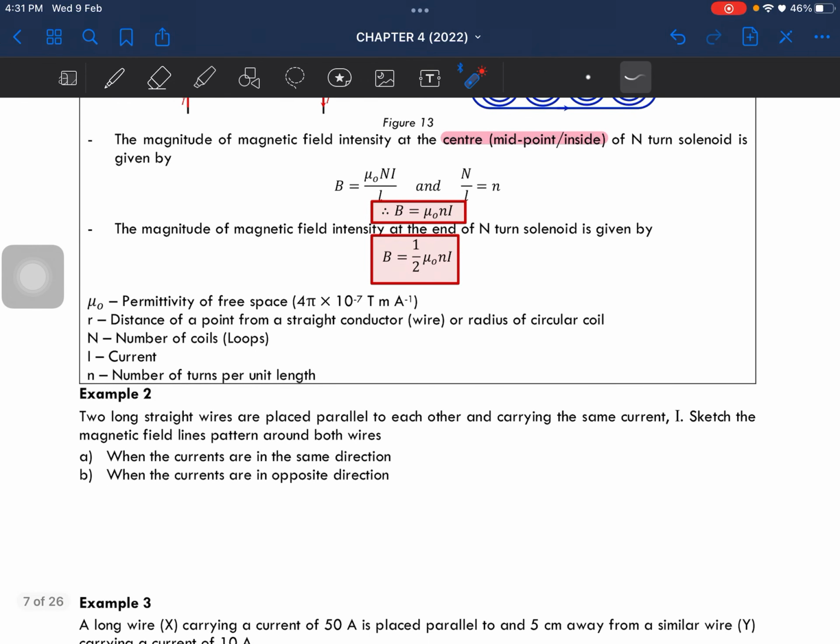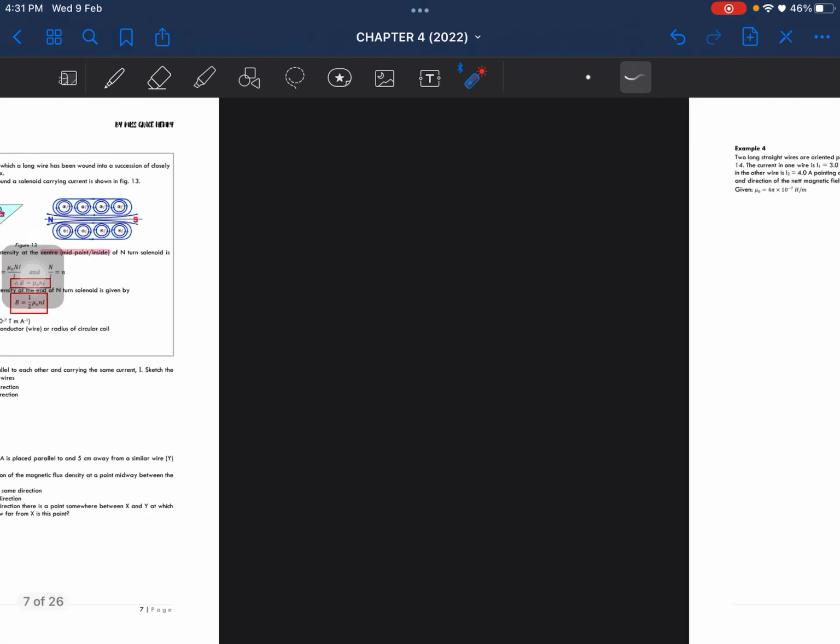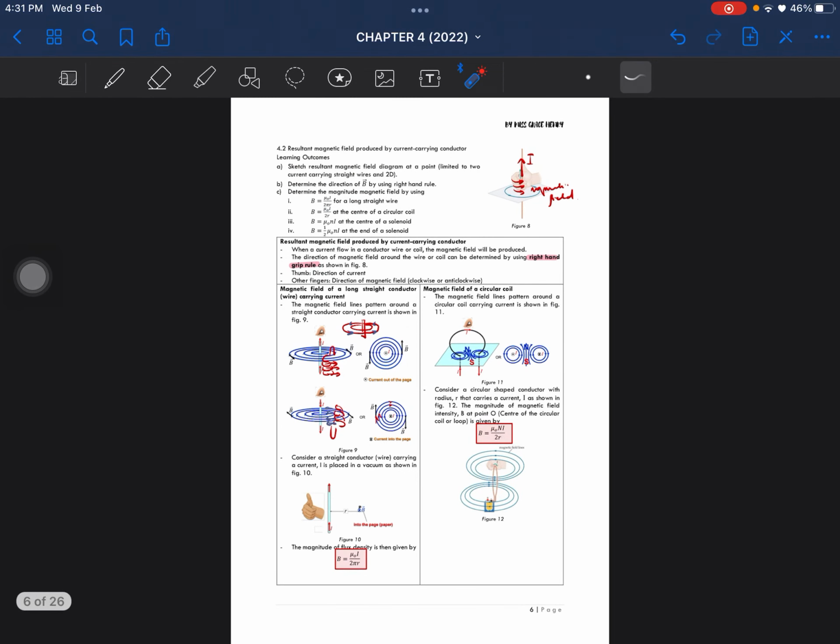Mu naught is this one, and r is the distance of a point from a straight conductor. This one is for the straight conductor equation. N is the number of coils, I is the current, and small letter n is the number of turns per unit length. Alright, I guess that is for subtopic number 2.